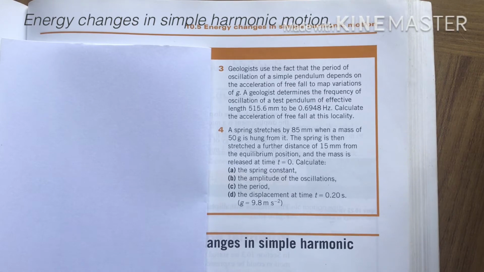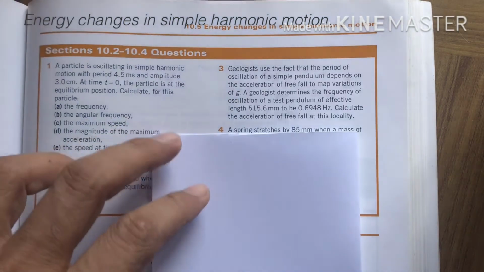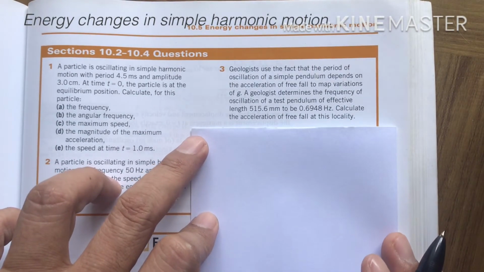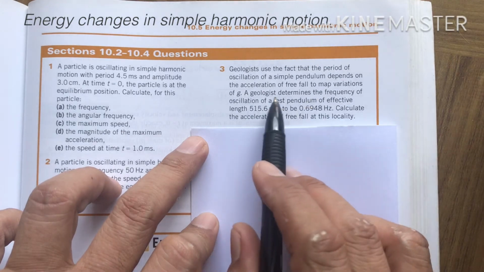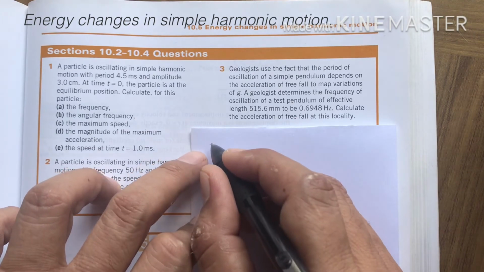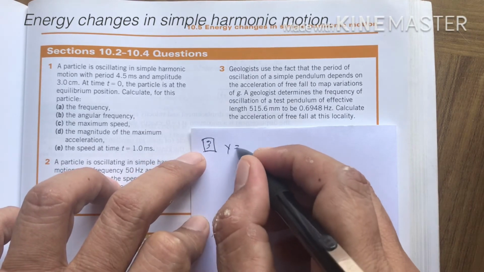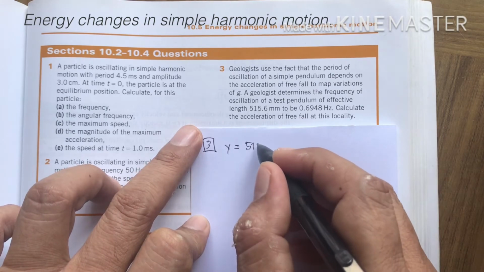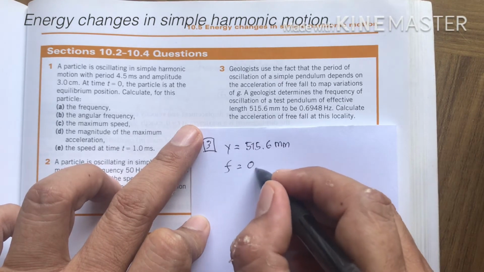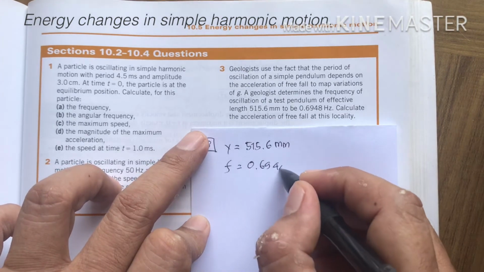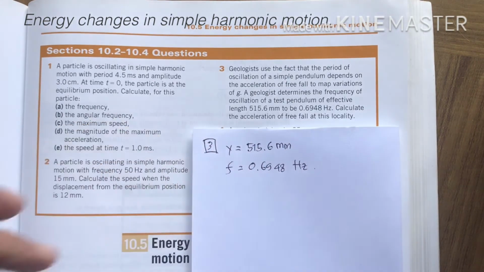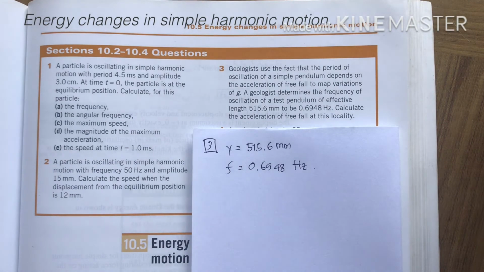Okay, we draw first. We know here the frequency of oscillation. The length is 505.6 millimeter, and they have frequency as 0.6948 hertz. Calculate the acceleration.